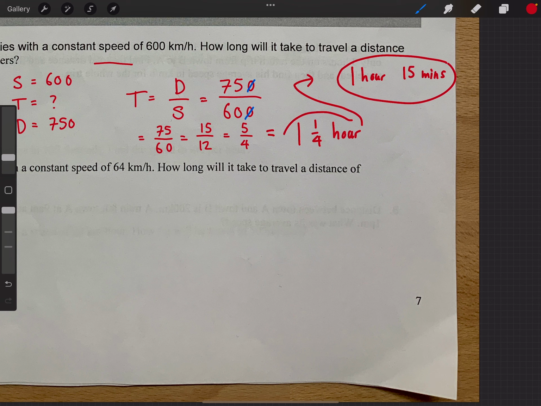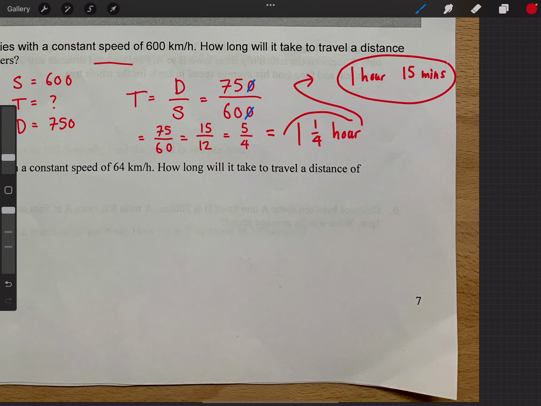Okay, now this 50 over 60, let's cross out the zeros, and that's going to be the same as 5 on 6 of an hour, 5/6 of an hour. So 1 hour and 5/6 of an hour. So 1 and 5/6 of an hour. All right, so the time is 1 and 5 on 6.